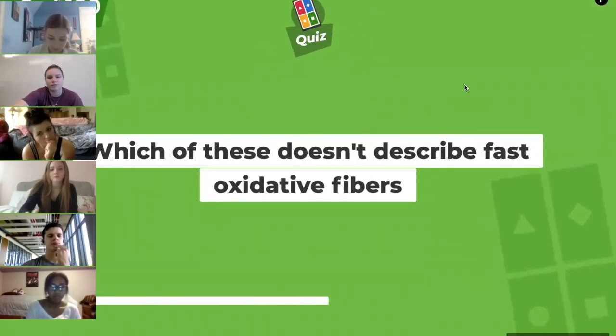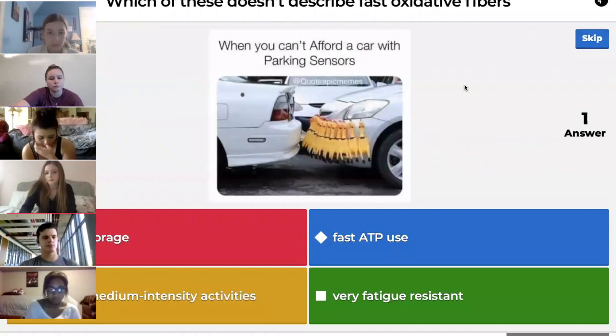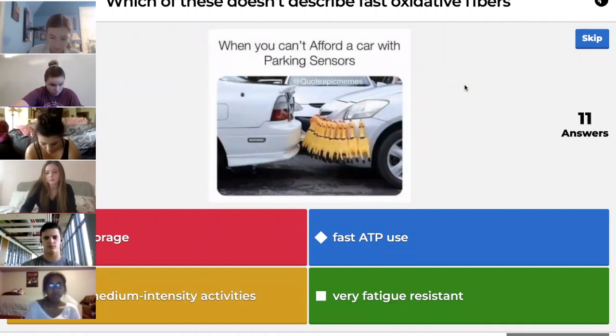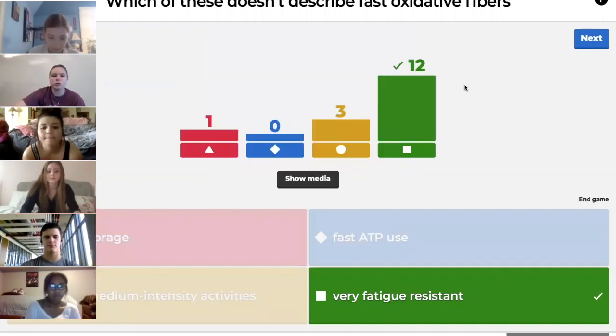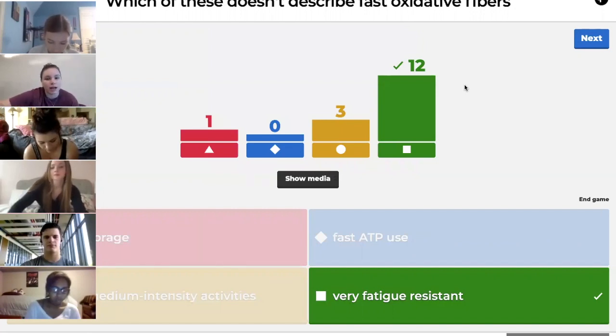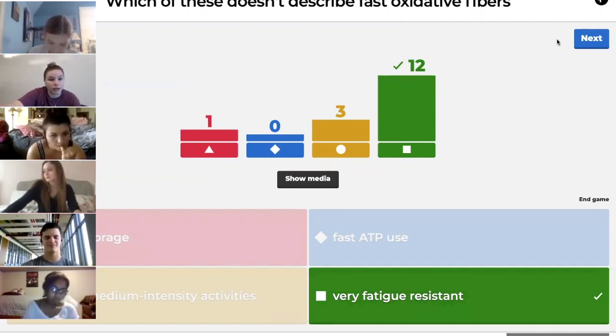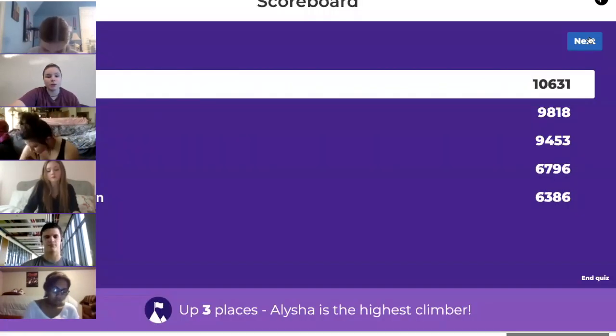Which of these doesn't describe fast oxidative fibers? Cool. So they're not very fatigue resistant, because they're fast oxidative, so they're going to be producing a lot of lactic acid, and so they fatigue very quickly. These are like our sprinting fibers, right? We can use a lot in a short amount of time. However, we're not going to maintain that.